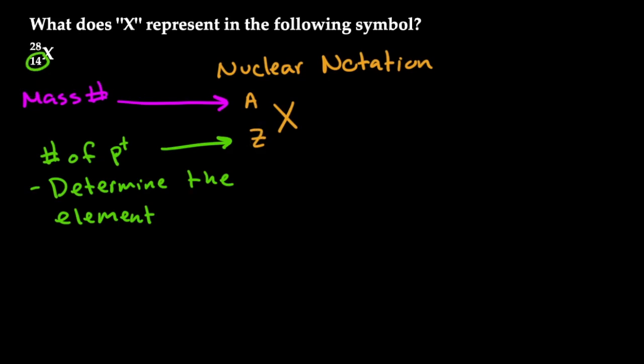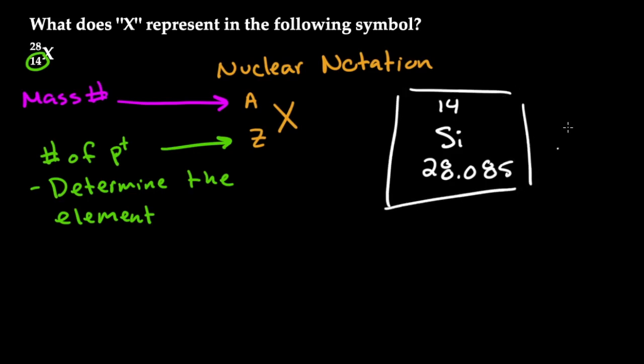And so what we'll do is we'll go to the periodic table, and we're going to see that silicon, Si, has got a 14 up top, and then it's got this 28.085 on the bottom. And so this is what it looks like on the periodic table. And this right here is going to be the Z number. So I'll put, there's a Z number right in here.